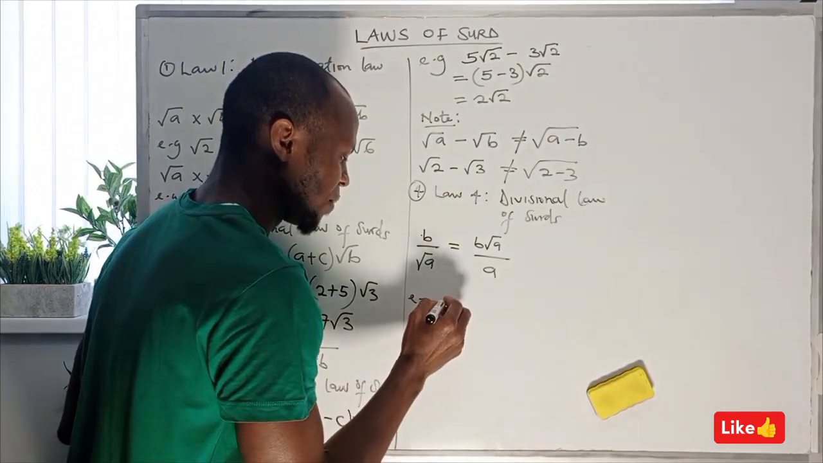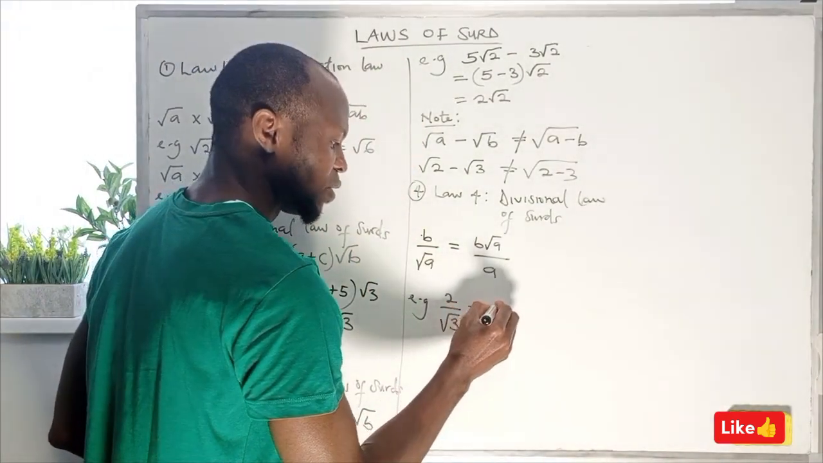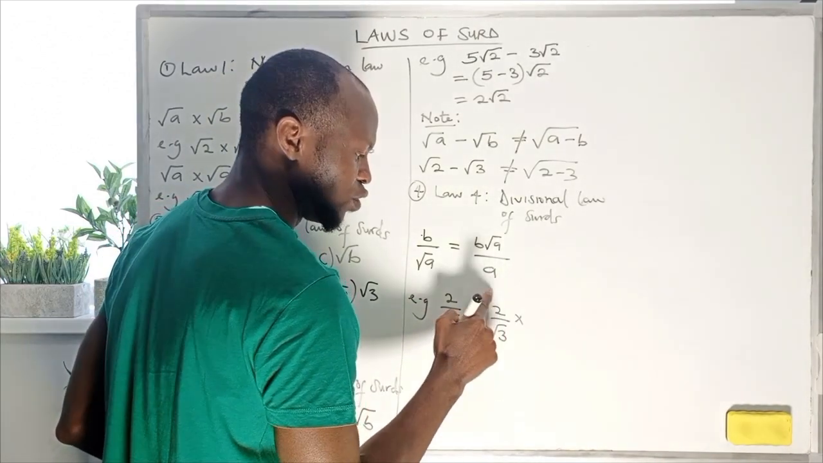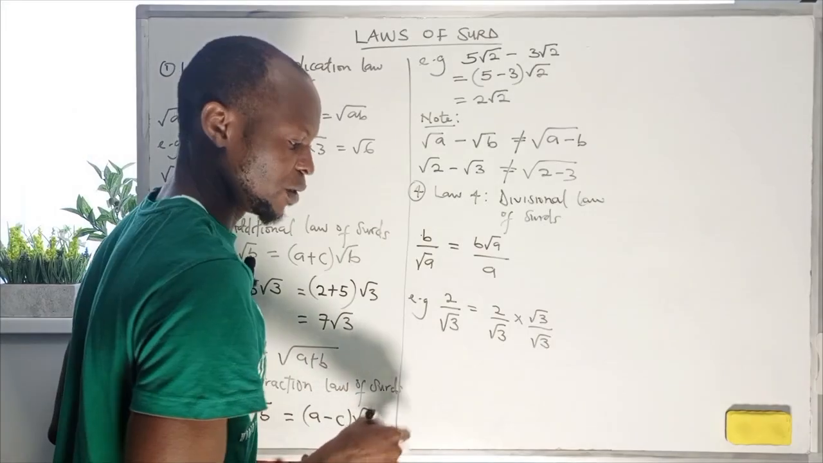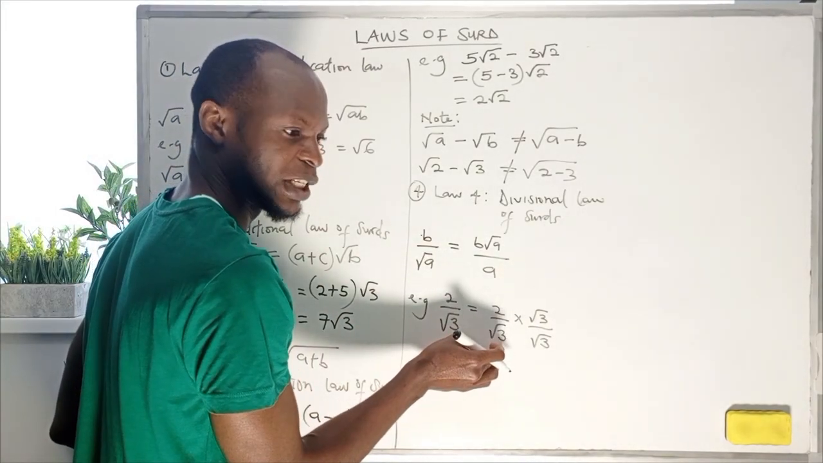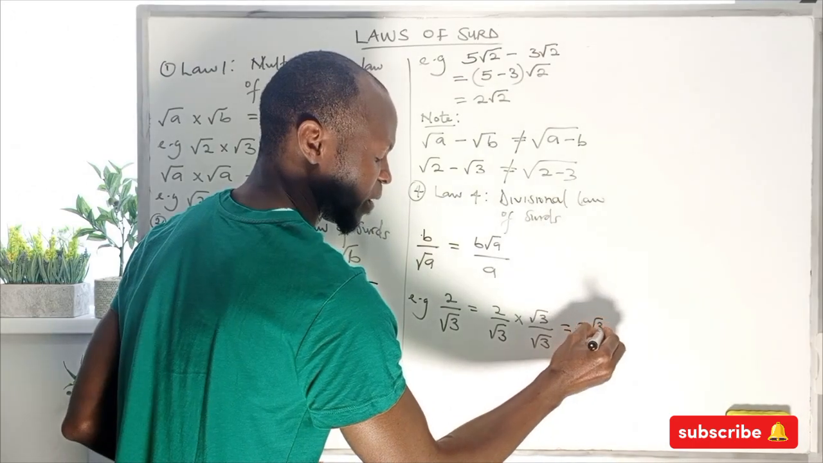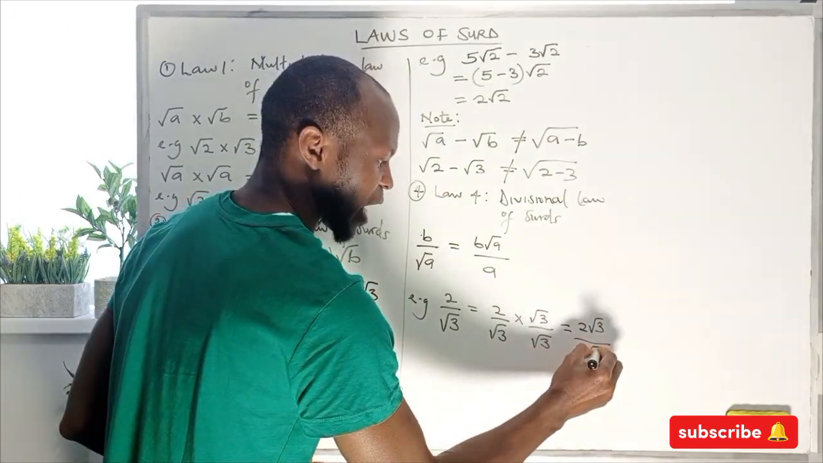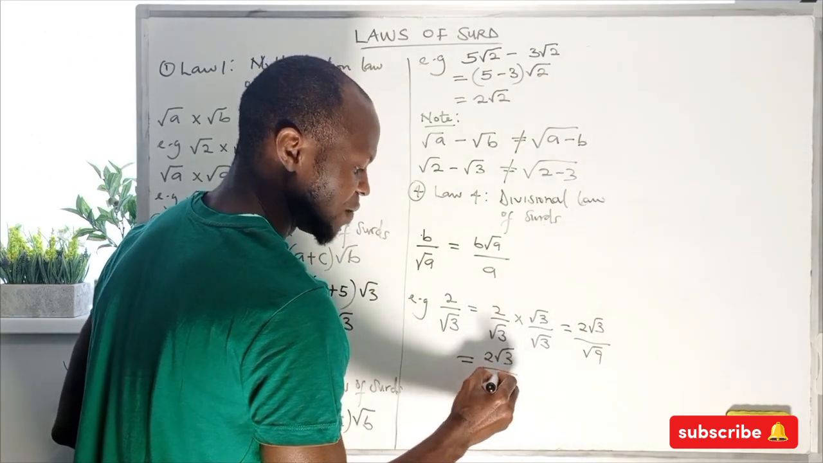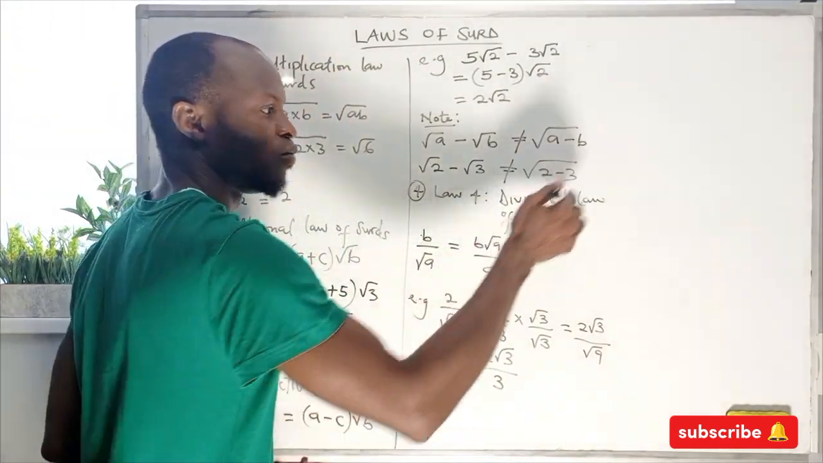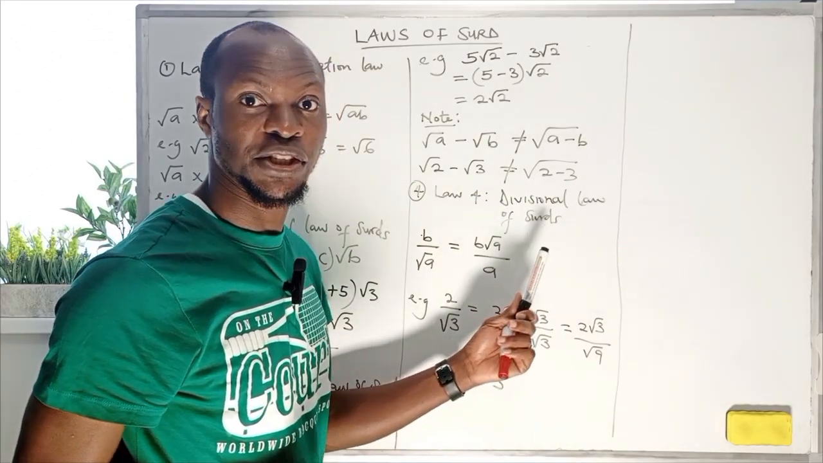For example, if I'm given 2 over surd 3 and I'm asked to simplify this, what I would do is multiply both the numerator and the denominator by surd 3. So whatever you have at the denominator, we multiply both the numerator and the denominator by it. This will give me 2 times surd 3, which is 2 surd 3. Surd 3 times surd 3 will give me surd 9, and the square root of 9 will give me 3. We'll deal with this later when we go into the rationalization of surds. Don't forget, the divisional law of surds is also known as the rationalization of surds.